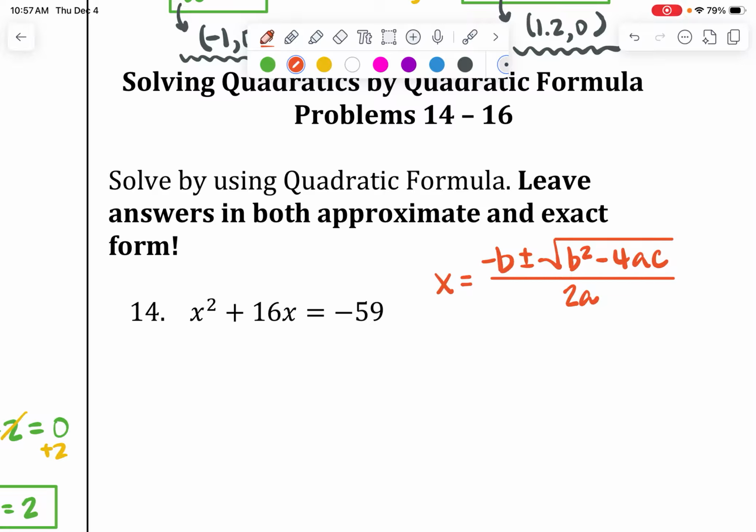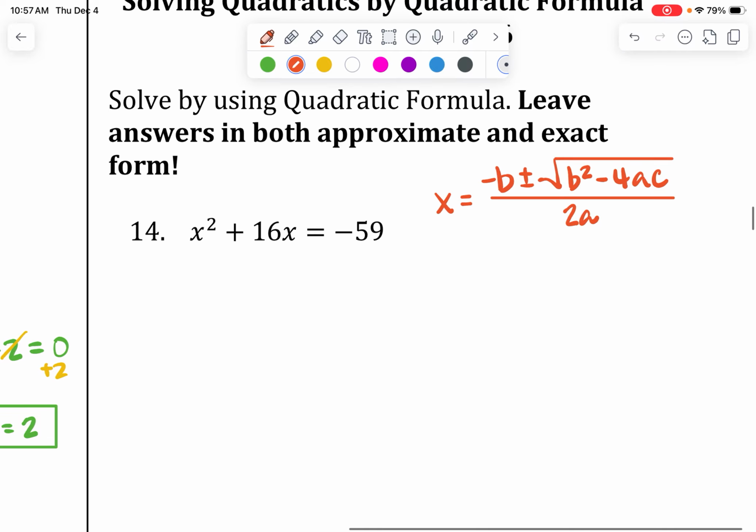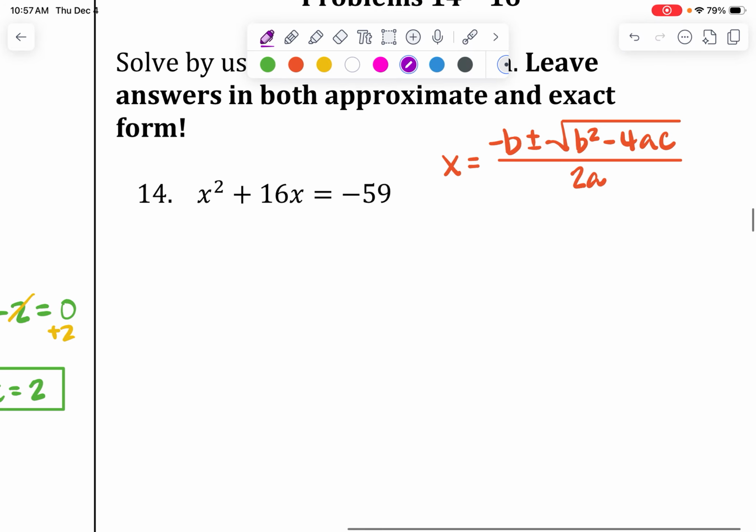Now, in order to use this quadratic formula, it has to be in standard form, set equal to 0, so that you can actually pull out the a, the b, and the c values, okay? If you can't pull out the appropriate a, b's, and c's, well, then we're kind of in trouble from the get-go. Okay, so if you look at number 14 here, clearly he is not set equal to 0, right? We've got to get that negative 59 on the other side. So I'm going to go ahead and rewrite him as x squared plus 16x plus 59.